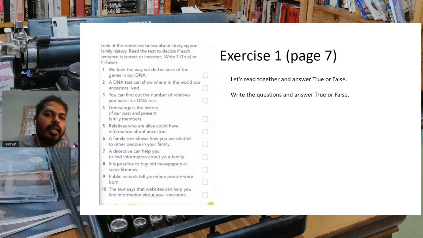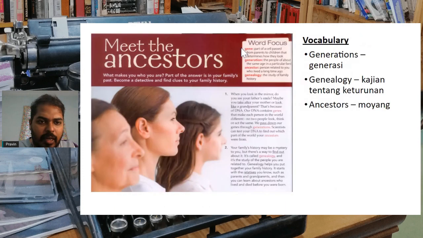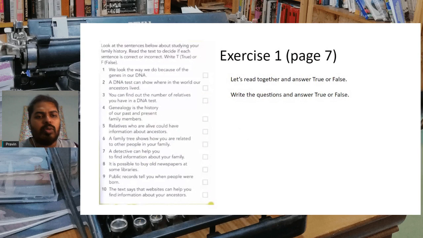Number 2, a DNA test can show where in the world our ancestors lived. I rasa this is true because bila saya baca tadi pun dia ada sebut. Scientists can test your DNA to find out which part of the world your ancestors were from. So I think number 2 is also true. Okay, so you need to finish number 1 to number 10. I want you to write the question and answer true or false. Untuk ini I nak you tulis supaya you boleh nampak nanti ya. I really want you to write, okay?